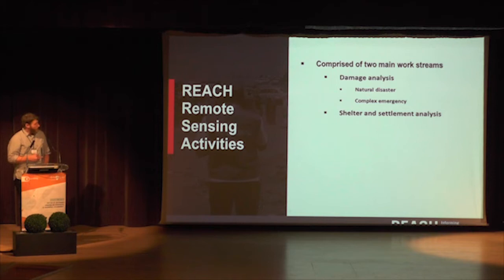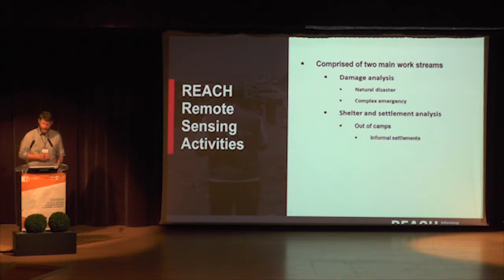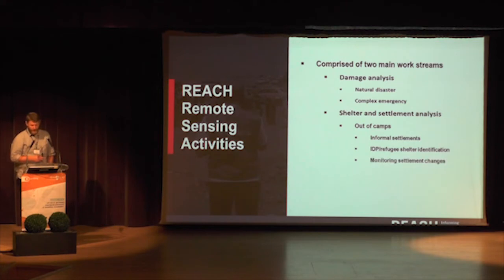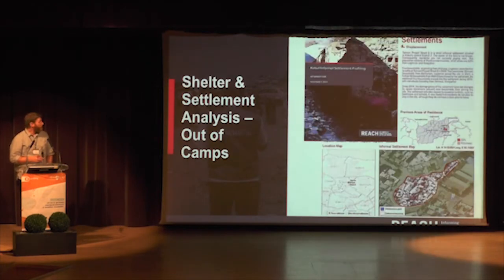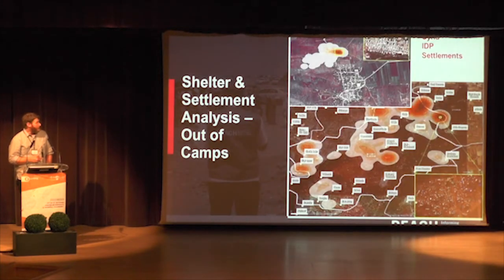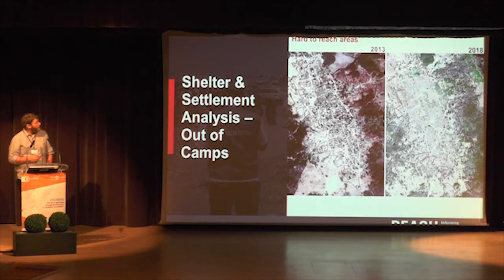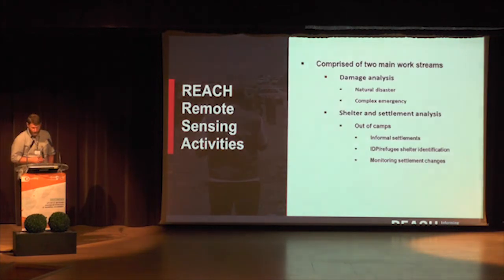And an even bigger work stream is what we do in shelter and settlement analysis. Out of camps, for example, we work in informal settlements, IDP and refugee shelter identification, and monitoring settlement changes. This is an example of informal settlement monitoring in Afghanistan, IDP settlement monitoring in Syria, and I think the title is hard to reach areas in Nigeria. And you can see on the left in 2013 an intact settlement, and 5 years later the settlement is gone. And this is key information for areas that are inaccessible for us.